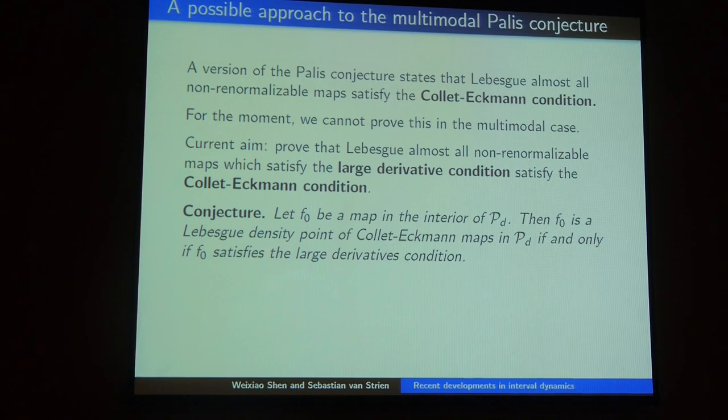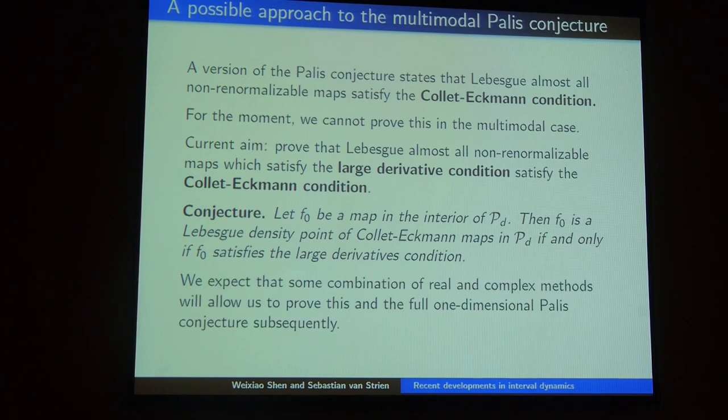So the conjecture we would like to formulate is like this. Let's look at the space PD, degree D real polynomials. Take a map in the interior, and we conjecture that F0 is a Lebesgue density point of quadratic Collet-Eckmann maps if and only if F0 satisfies the large derivative condition. So I believe this can be proved in the unimodal case using the complex method. And using purely real methods, I believe it's not possible. We hope to combine real and complex methods to solve this conjecture. And maybe that will contribute to a full solution to the one-dimensional Palis conjecture.